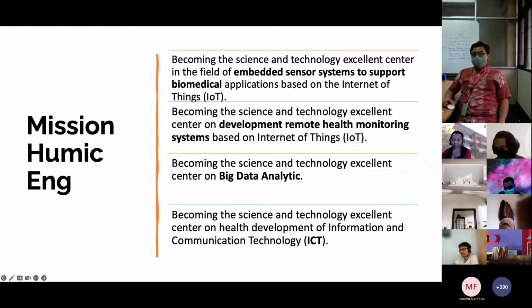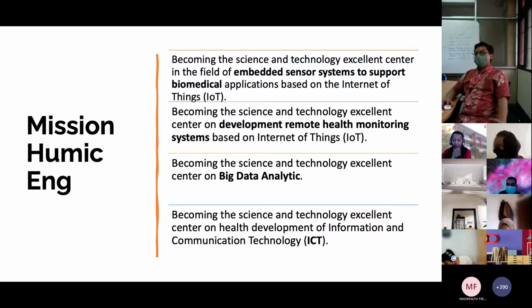So our missions, we have 4 missions here. First, becoming the science and technology excellence center in the field of embedded sensor systems to support biomedical applications based on the Internet of Things. The Internet of Things is our side research, but now we focus on the data from the Internet of Things.